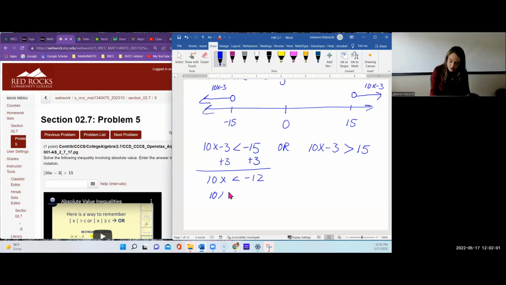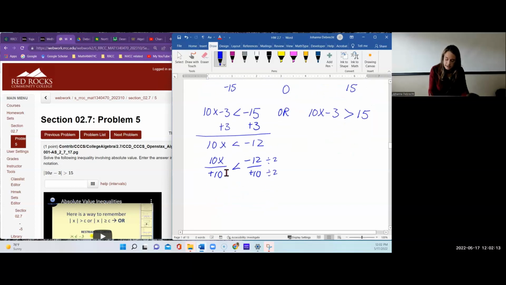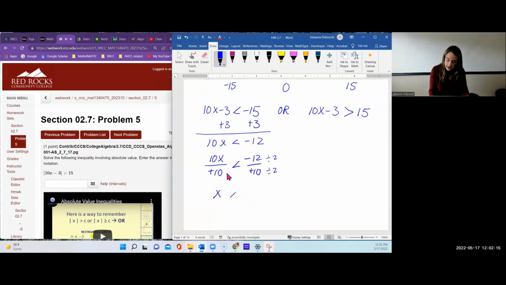Then I can divide both sides of the inequality by a positive 10, which does not invoke that division rule to reverse the symbol. And then I reduce this by dividing both of them by 2. This finally gives me the result that x is less than negative 6 over 5 as one possibility. Let's take a look at the other possibility.